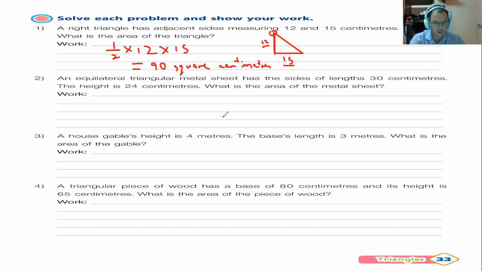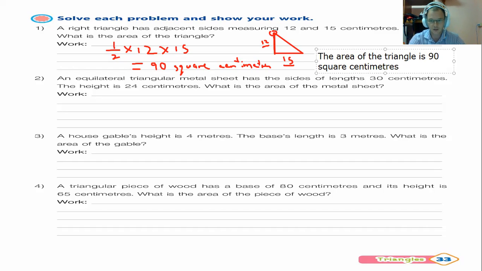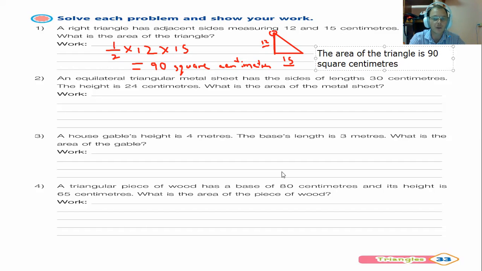So if we have to write our answer again, we're going to write the answer in black. The area of the triangle is 90 square centimeters. Okay. Very important to read carefully and to remember all our rules, because after these 3, I will give you your assignment to do for the weekend.